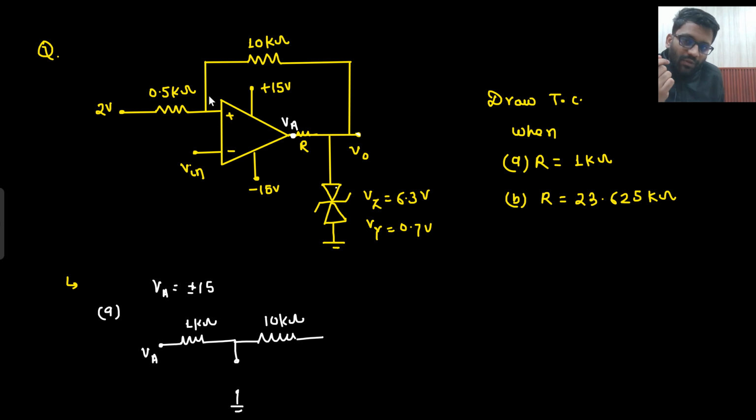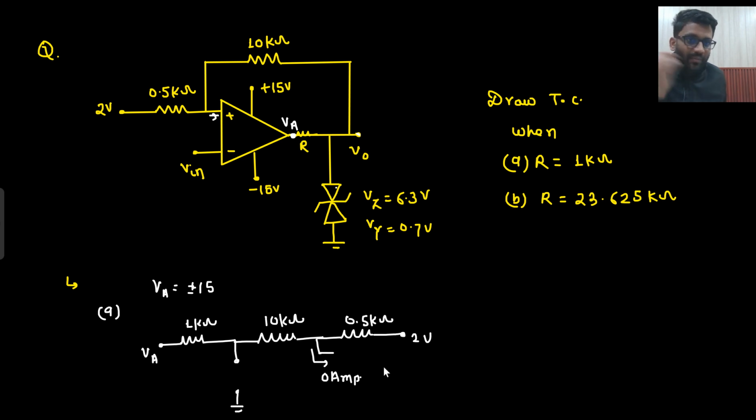Then from the 10 kilo ohm, what all things are connected? From the 10 kilo ohm, one branch is going here, where the OpAmp is connected, and the other branch is connected to 0.5 kilo ohm, and then it is connected to 2 volt. So this is the scene. Here it is connected to this particular branch, and this particular branch is driving 0 ampere current.